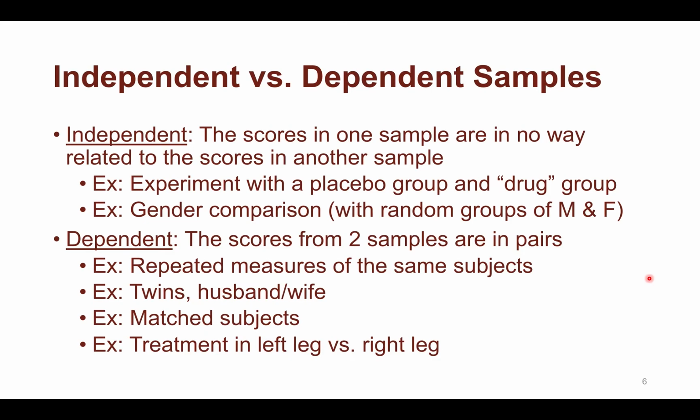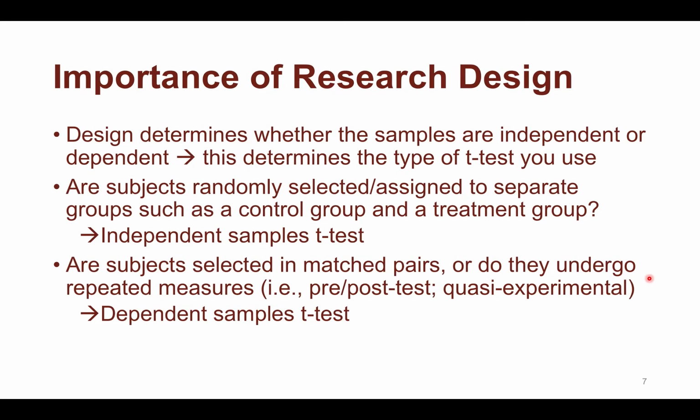So it's basically the design of the study that will dictate whether it's an independent or dependent samples design. That's basically what it's saying here. So the design determines the type of t-test you'll use. If subjects are randomly selected and assigned to separate groups, such as a control group and a treatment group, that would be an independent samples t-test. If the subjects are matched in some way, if they're paired, if there's a pre and post design, then that would be a dependent samples t-test.